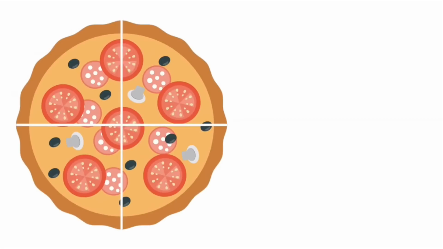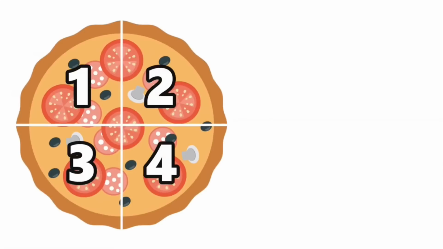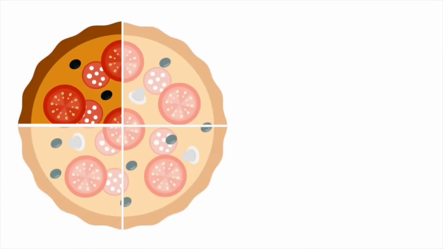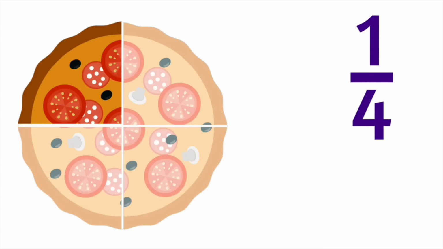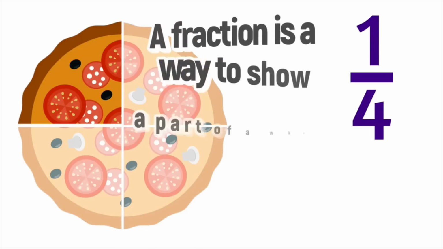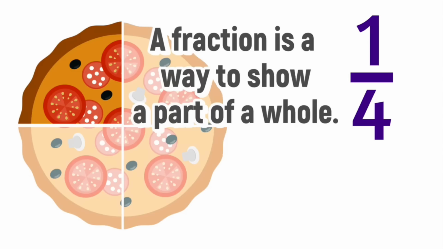The pizza is cut into 4 equal slices. That means the whole pizza is now in 4 parts. If I eat 1 slice, that means I ate 1 out of 4 slices. That's written like this: 1/4. I ate 1/4 of the pizza. The top number shows how many pieces I ate, just 1. And the bottom number shows how many pieces the whole pizza was cut into, 4. 1/4 is a fraction. A fraction is a way to show a part of a whole.